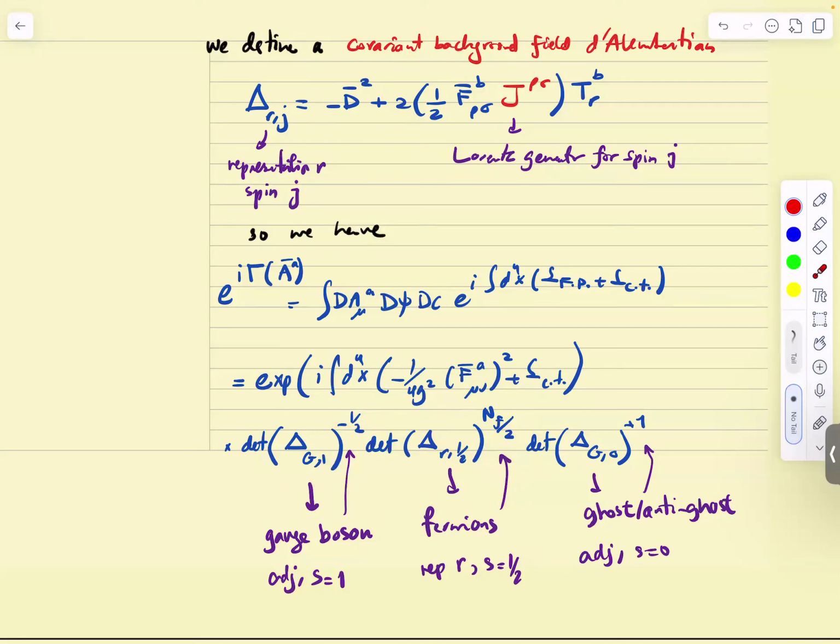And then you have ghost, anti-ghost. Ghost, anti-ghost are complex fields, right? And they're anti-commuting. Therefore, you get the power plus 1 here. Spin is 0, and they transform in the adjoint representation. So this is the form of the effective action, the path integral that we do. Well, exponential of the effective action. This is the form of the partition function at one loop. Any questions?